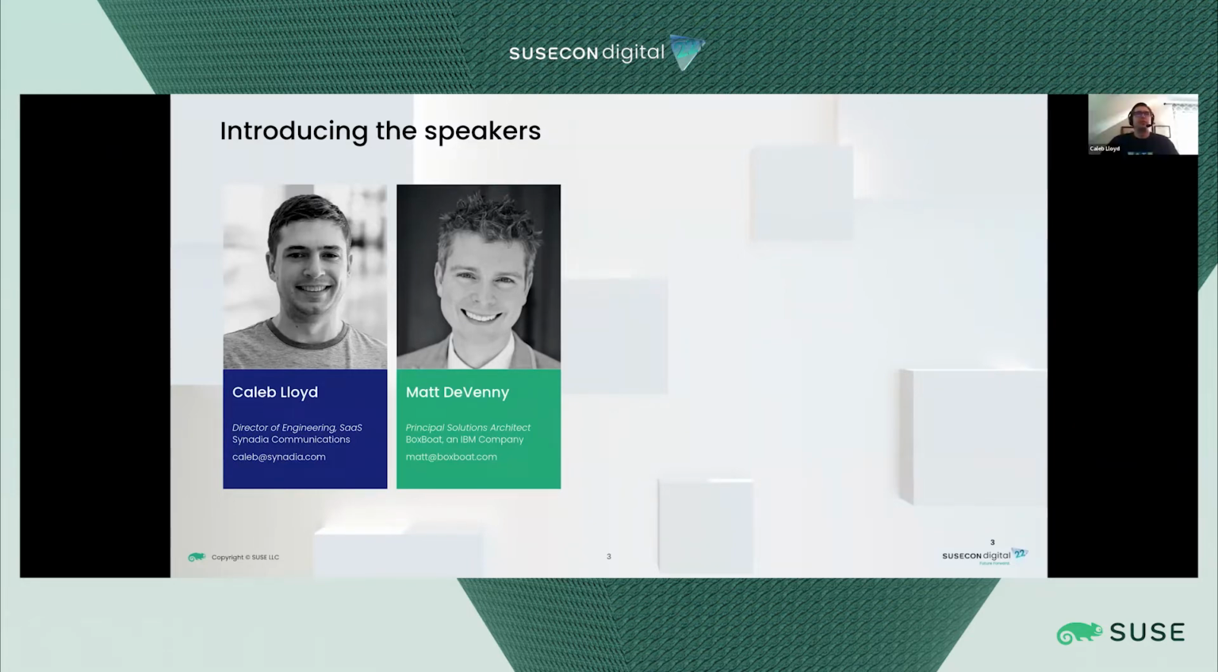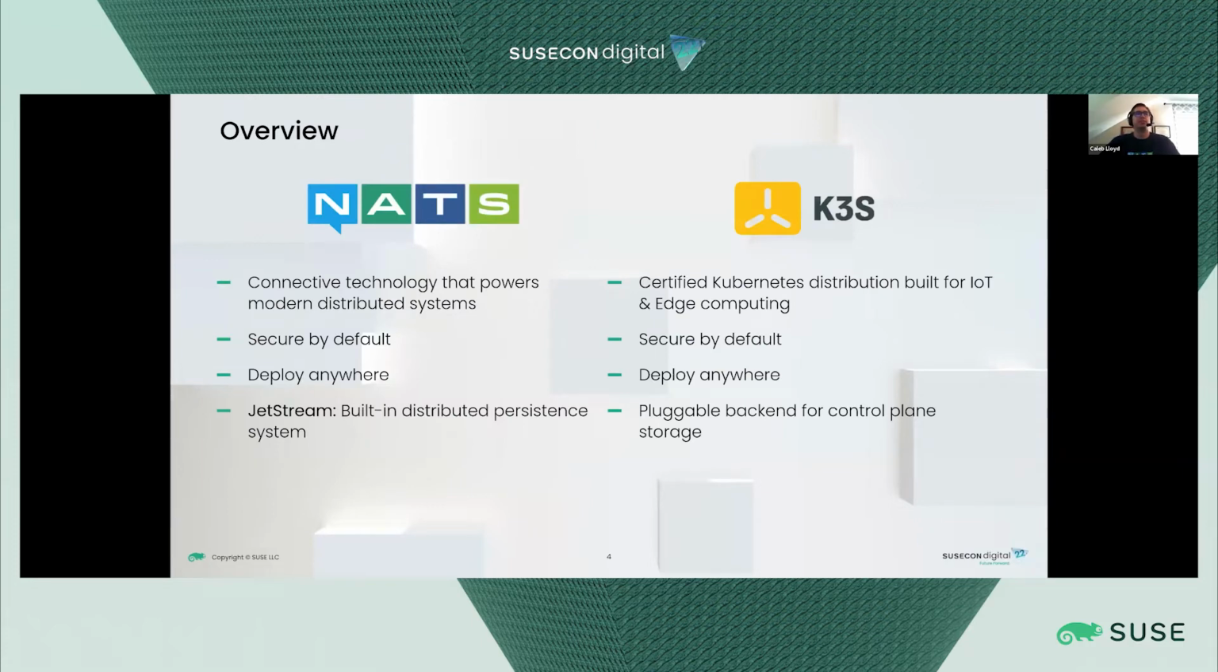All right, so a quick overview of the technologies that play here. First, we've got NATS. NATS, at the most basic level, is a distributed messaging system. So, think PubSub, think streaming. We like to think of it as a connective fabric. It can run pretty much everywhere, all the way from the edge up to the cloud, secure by default. It shares many of the same project goals that K3s does, which is why we think this integration is so great.